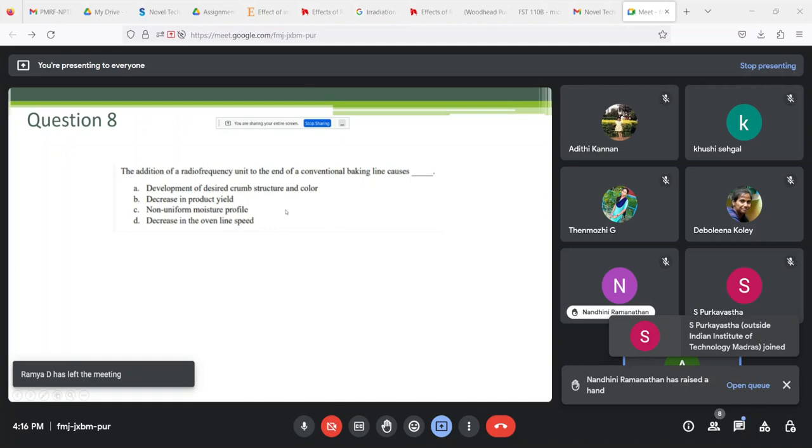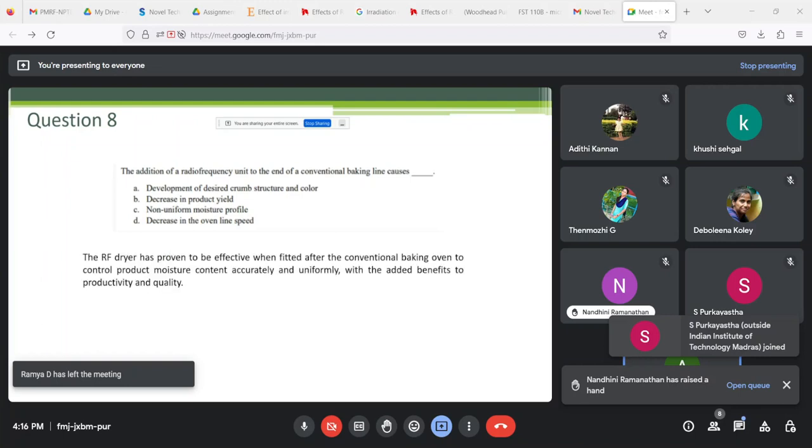So when you know the moisture profile of your food sample, it is very easy to follow the rest of the baking processes. And adding a radio frequency unit will ensure a uniform moisture profile, and because of that you will have a desired crumb structure. And since radio frequency does not affect your food qualities much, it is mostly involved in drying processes or killing microorganisms and such, it will not affect your food color or odor. So it is actually preferred to have a radio frequency unit at the end of the baking line.